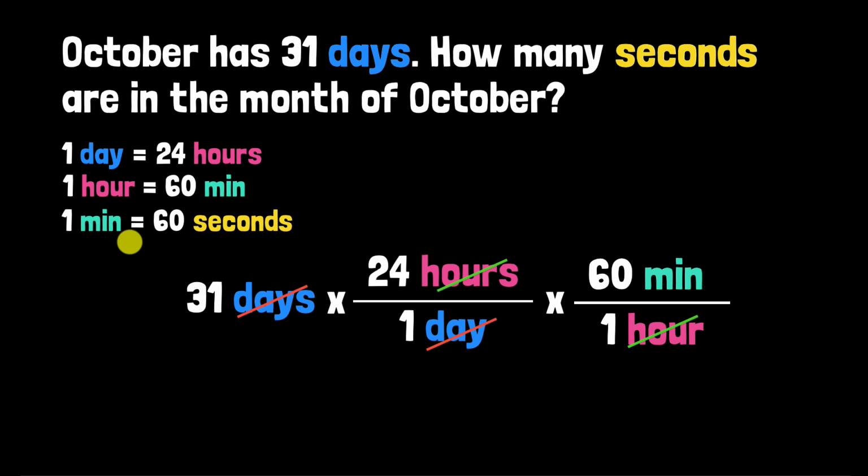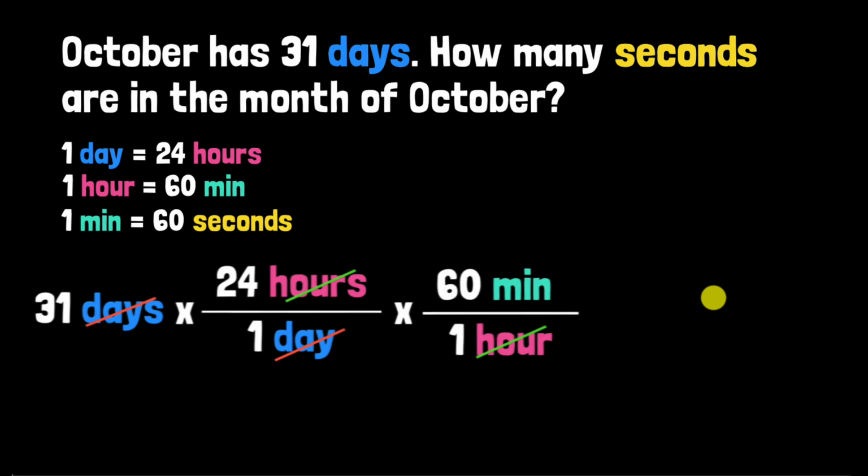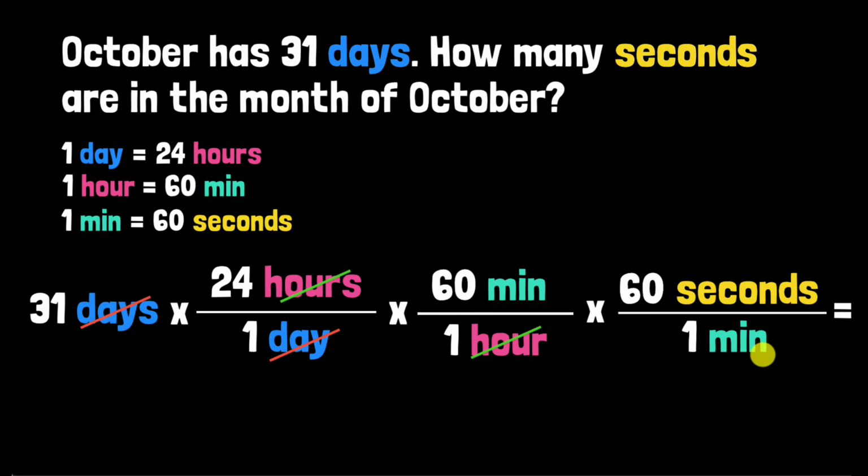Finally, I'm going to use the last conversion factor to go from minutes to seconds. So how do I do that? Well, again, I have to multiply by the conversion factor where I need the minute to be in the denominator, again, to cancel it with the minutes over here. So my conversion factor is going to be 60 seconds divided by 1 minute. So I'm going to multiply this by 60 seconds divided by 1 minute. The minute cancels out and I'm done.